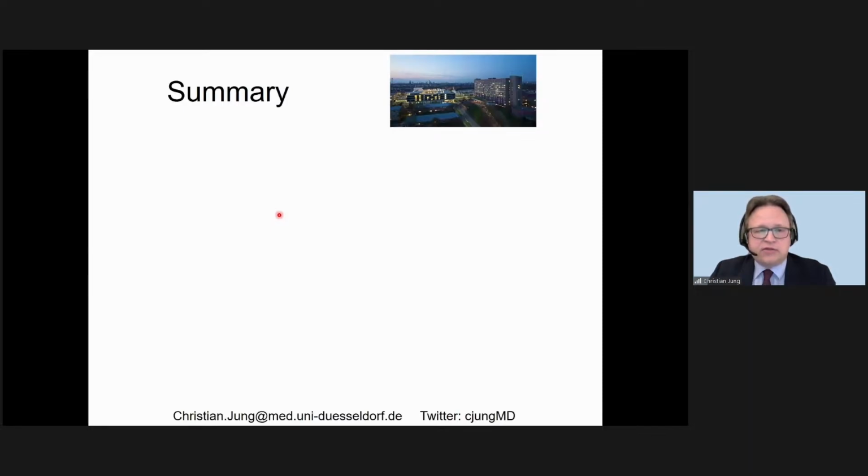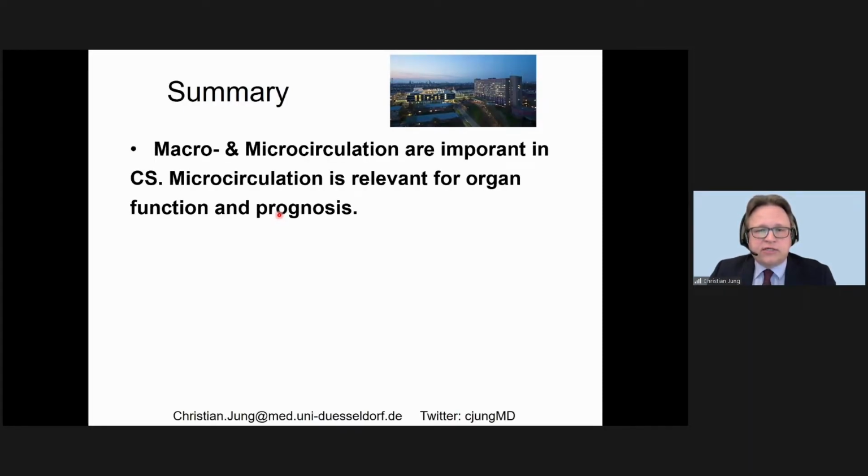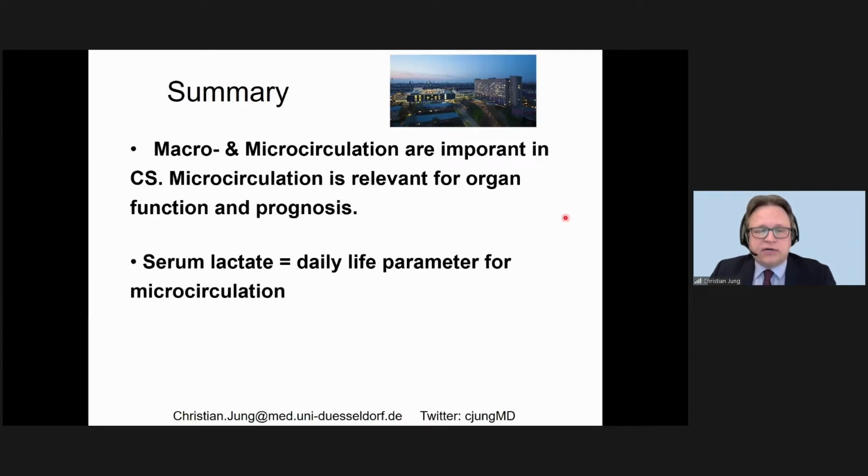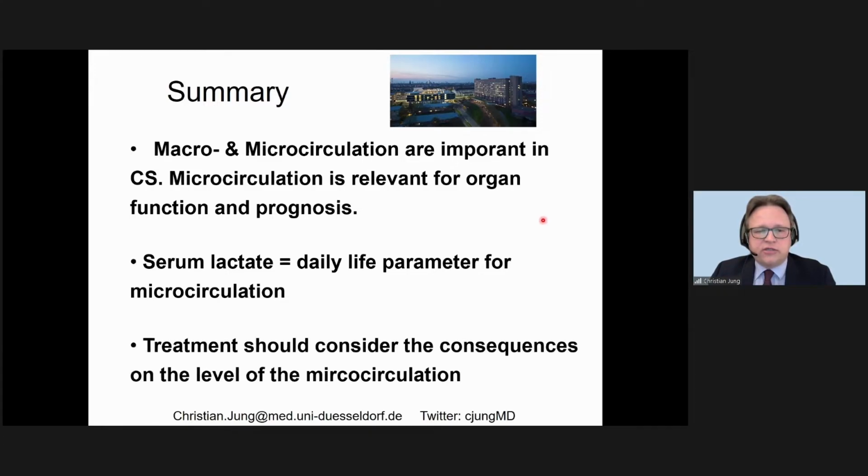With this, I would like to summarize. Macro and microcirculation are important in cardiogenic shock. Microcirculation is relevant for organ function and prognosis. Serum lactate might be our daily life parameter for the microcirculation, and the crude 8-hour value might be used best for outcome prediction. And our treatment should consider the consequences also on the level of the microcirculation in order to do the best for the treatment of our patients. With this, I would like to thank you for your attention, and I'm ready to answer your questions.